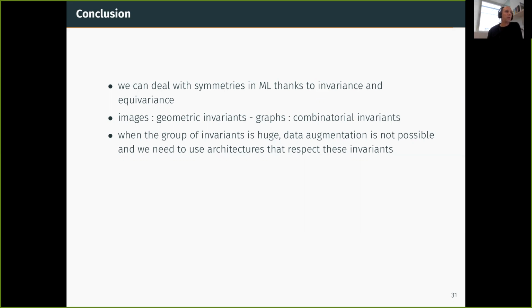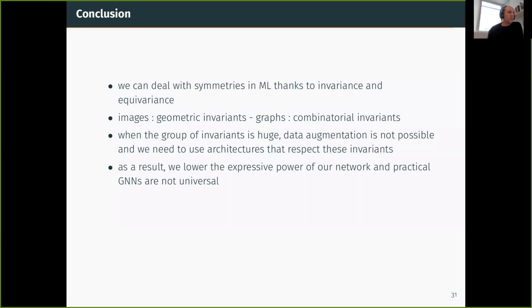So you need to hard code and choose an architecture that respects this invariance. We saw two different ways, which are practical in the sense that you can apply them to relatively large graphs: the message passing one, and what we call the Folklore GNN architecture. The Folklore GNN architecture is shown to be more expressive than the message passing one. So this is also a trade-off you need to keep in mind when you are dealing with symmetries. Basically, you are lowering the expressive power of your network.